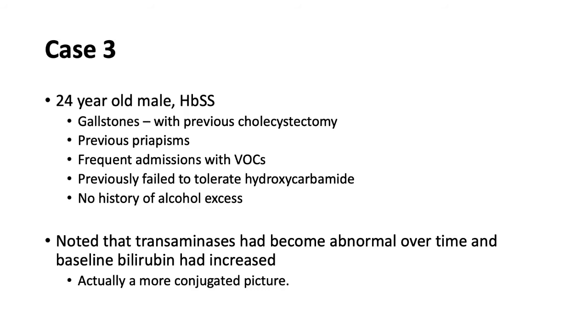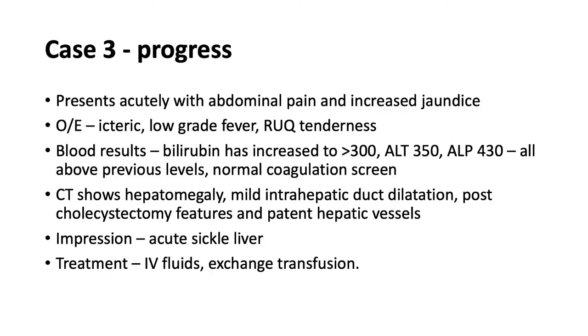And the issue is that it's been noted that this man's transaminases have become more abnormal over time, and his baseline bilirubin has increased gradually over time. And when a split bilirubin has been done, the picture is more of a conjugated than unconjugated picture. And obviously in hemolysis, normally it would be predominantly unconjugated. So there's thoughts that there may be an intrinsic liver problem here.